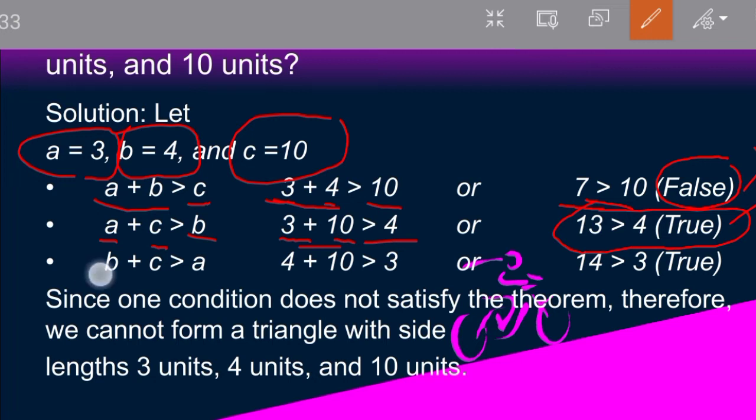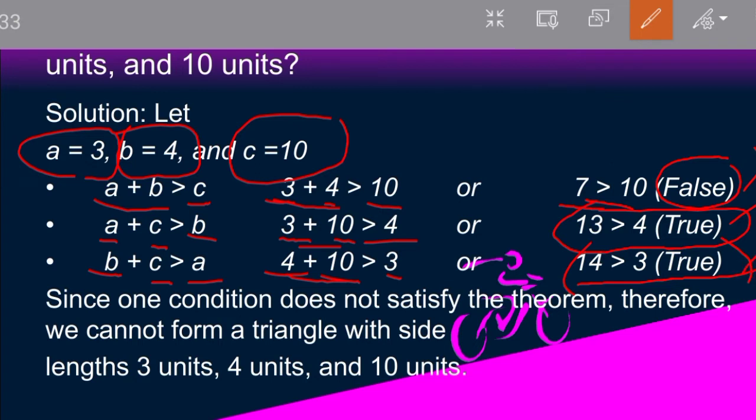Next, B plus C is greater than A. Substitute. Your B is 4, your C is 10, greater than 3. So 4 plus 10 is equal to 14, greater than 3, that is true.